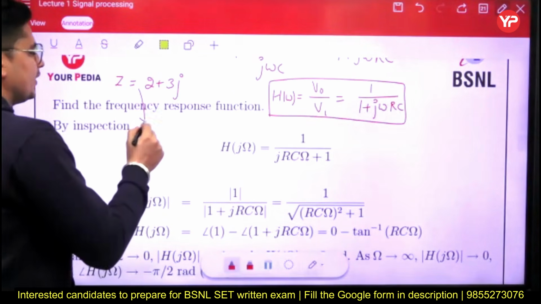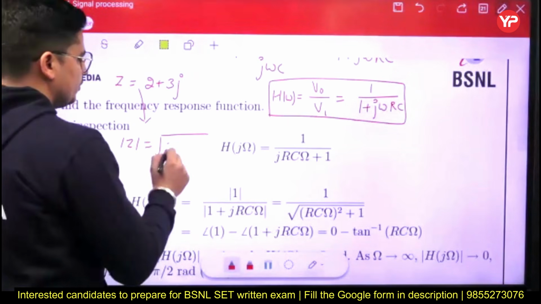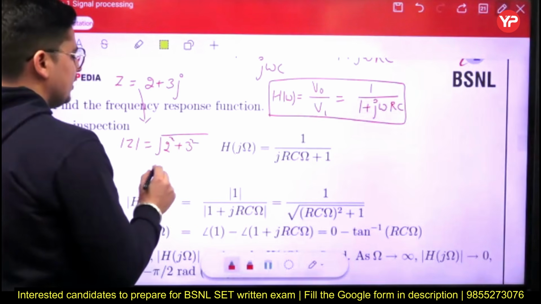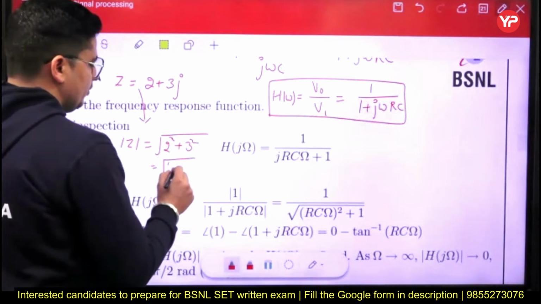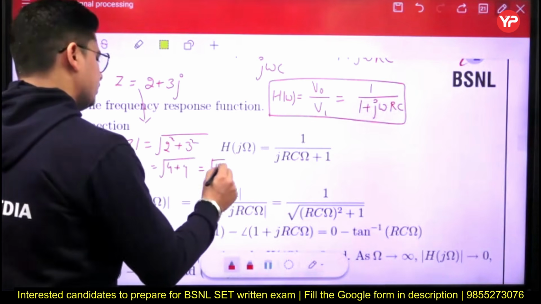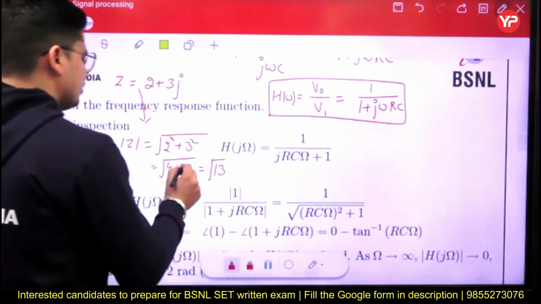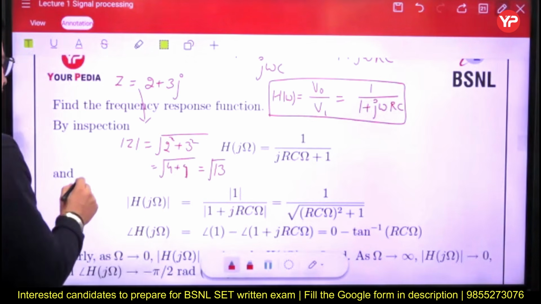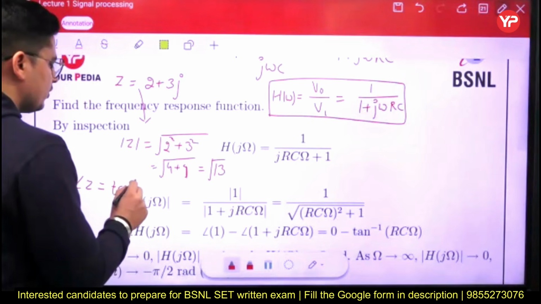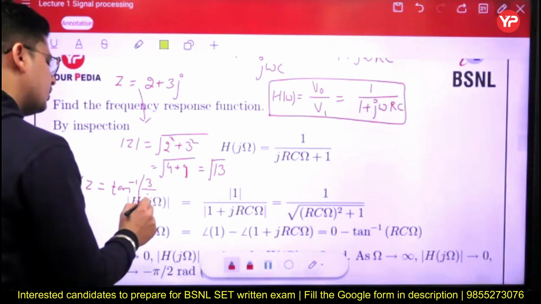If you are going for the magnitude of z, it is going to be the under root of real part square plus imaginary part square. So that becomes under root of 4 plus 9. This magnitude is going to be under root of 13. And if I go for the angle of z, that will be tan inverse of imaginary part, which is 3, over real part, which is 2.